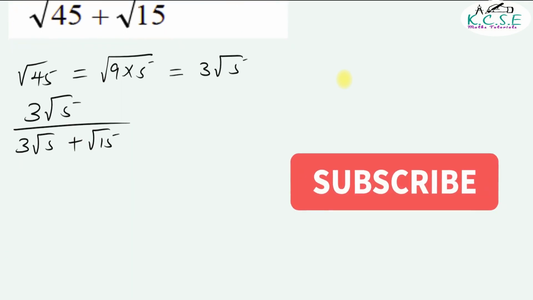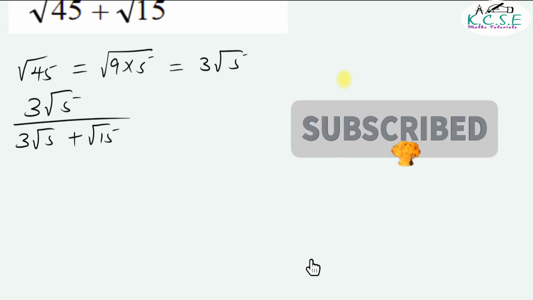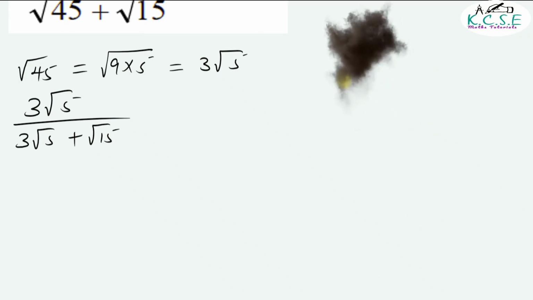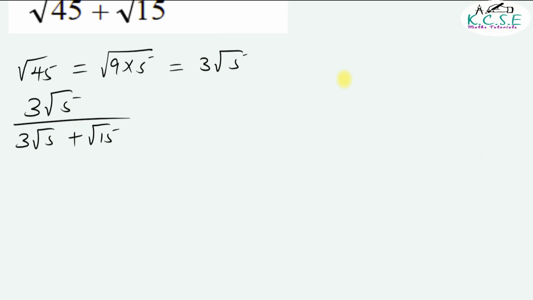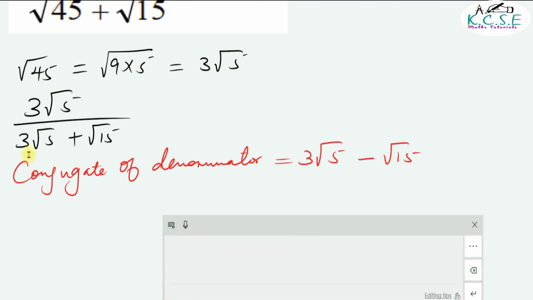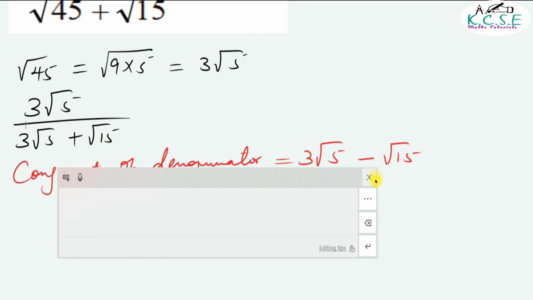So the next thing now is to rationalize the denominator. To rationalize the denominator, we need to multiply both the numerator and the denominator by the conjugate of the denominator. The conjugate of the denominator is given by 3 root 5 minus root 15. That is how we obtain it.